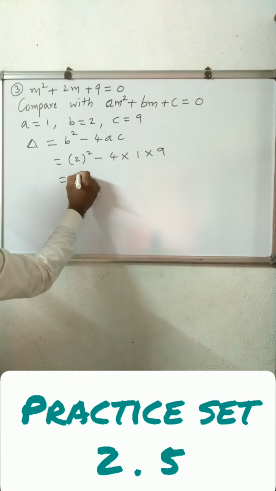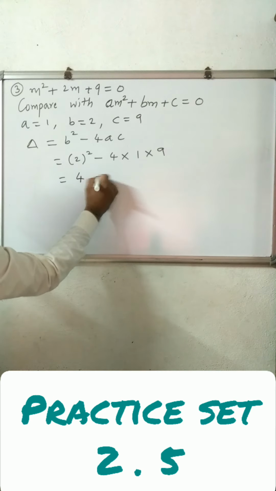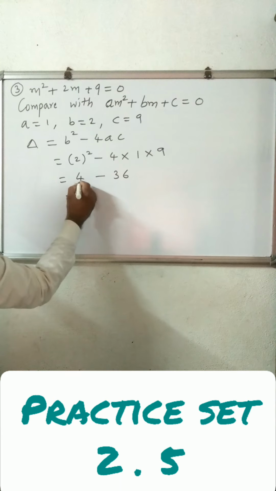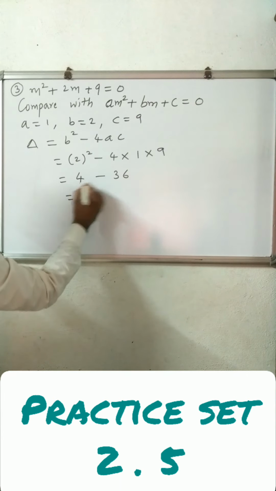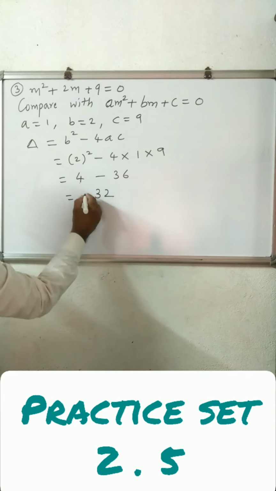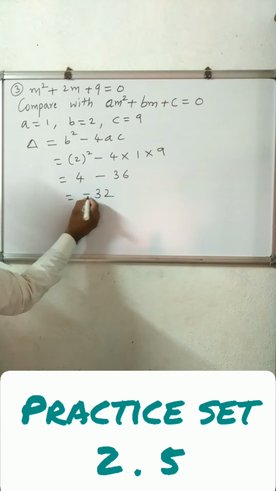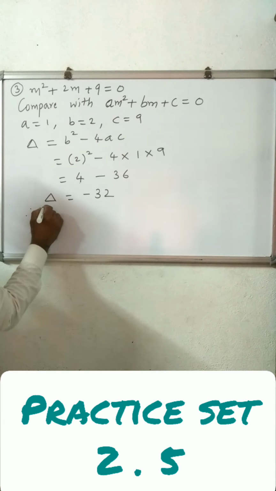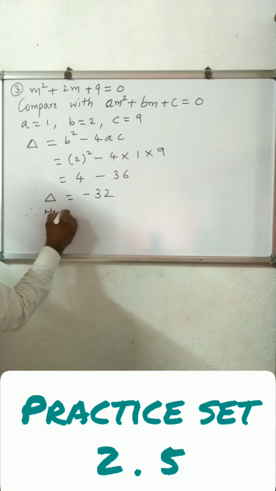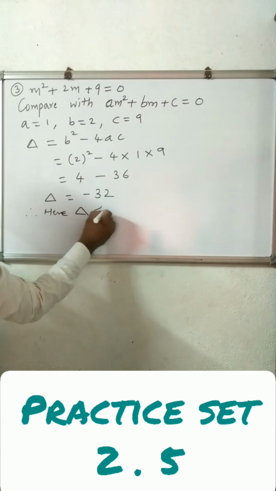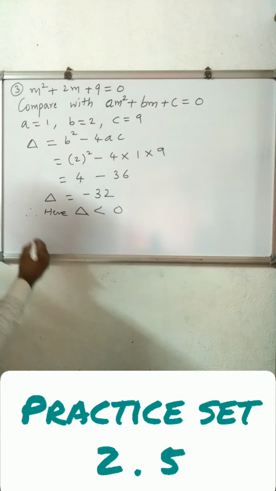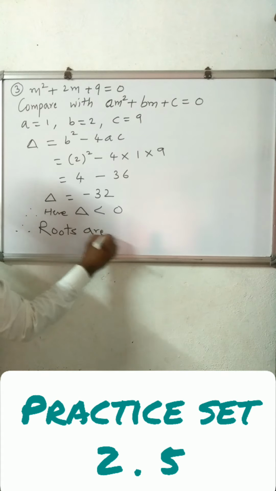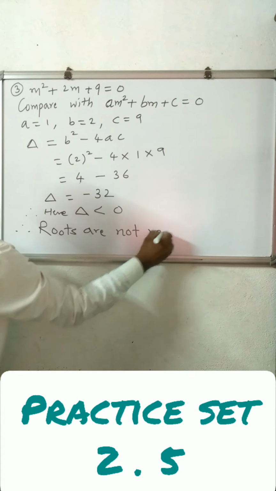So b square, that is 2 square is 4, minus 4 1s are 4, 4 9s are 36. So 4 minus 36. So the difference between these two numbers is 32. The sign of the greater number is minus. So delta is minus 32. Therefore, here delta is less than 0, a negative. Therefore, roots are not real.